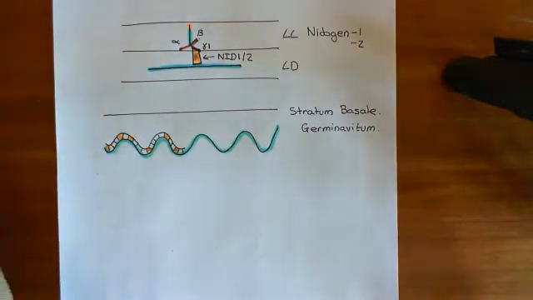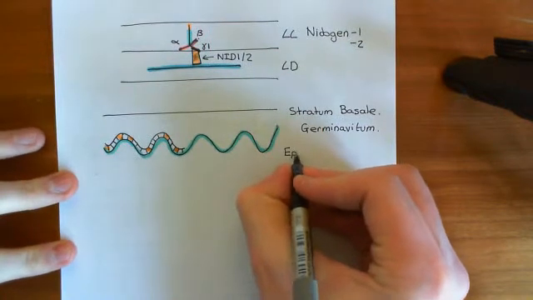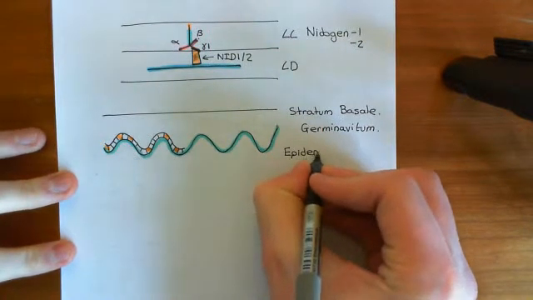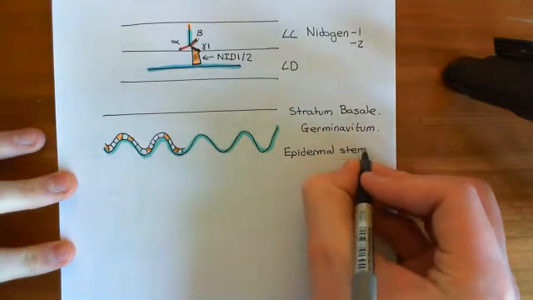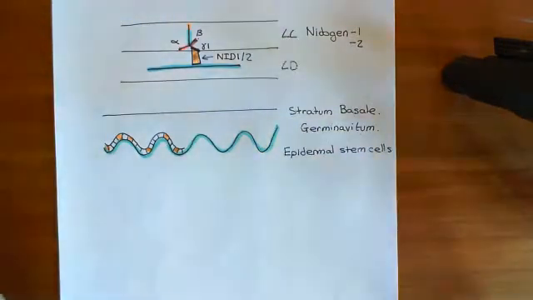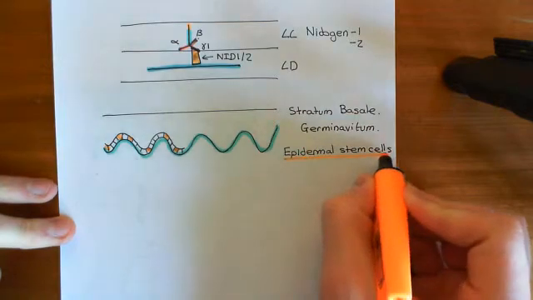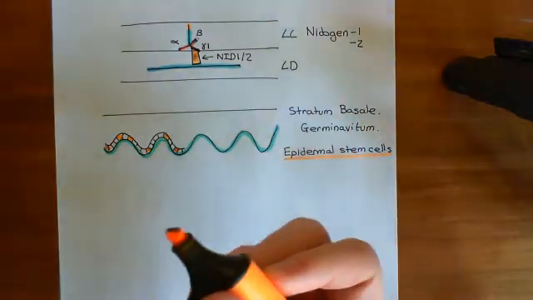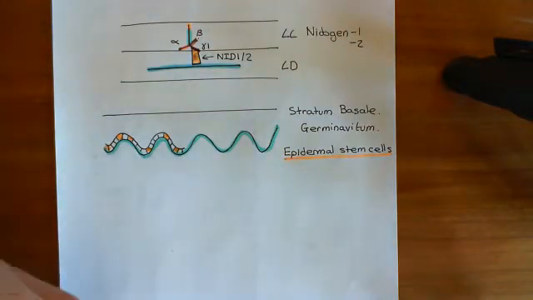So these ones that I'm now colouring in orange here represent the epidermal stem cells. Now, what is a stem cell? Well, a stem cell is a cell that is not fully differentiated yet. What's going to happen is these stem cells are going to divide and produce daughter cells, which can then undergo the process of differentiation.